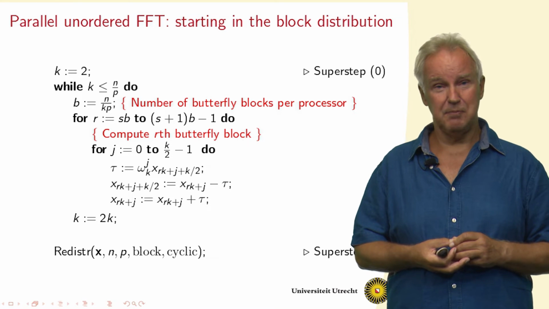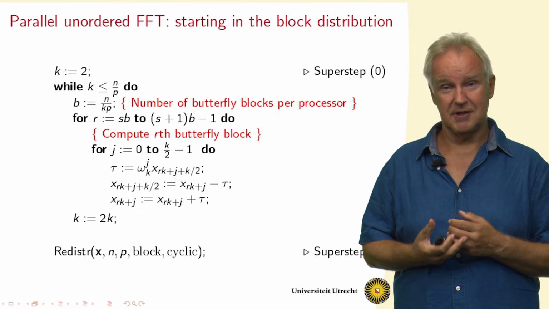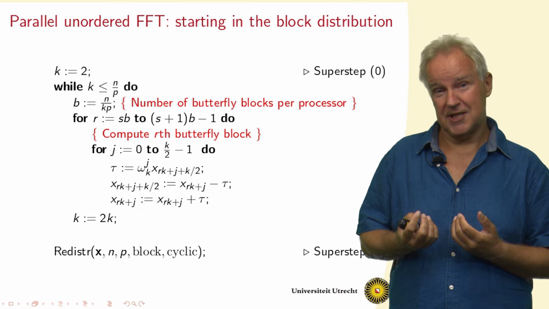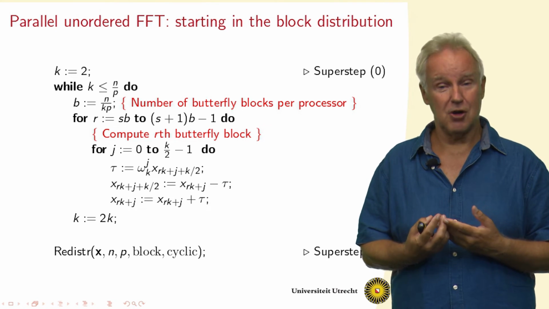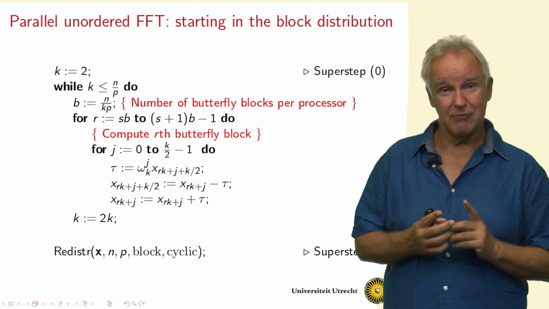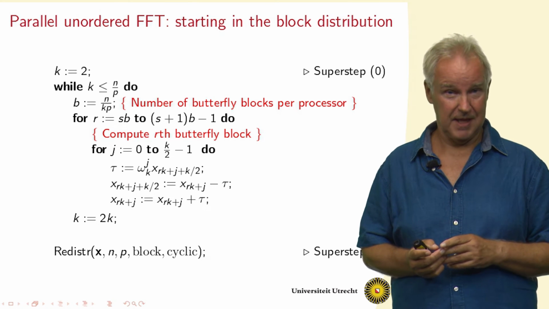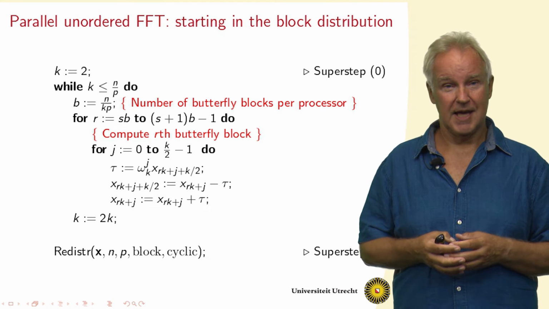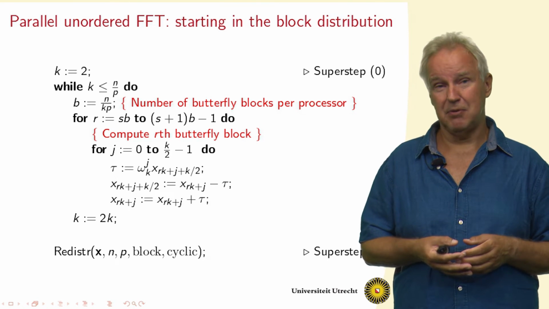Now we define B, which is the number of butterfly blocks per processor. Remember, a butterfly is a matrix in stage k. It's a k by k matrix, and we have n over k copies of this. Now if we have p processors, every processor has to perform n divided by kp butterfly matrices. And so that number is B. And then we just distribute it by the block distribution.